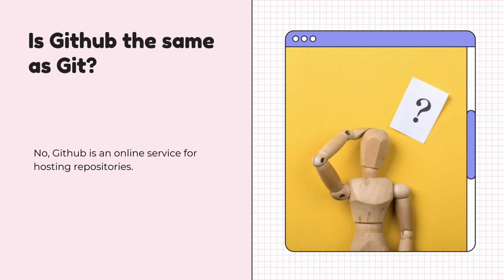Speaking of repos, this is where GitHub comes into play. GitHub isn't the same as Git. GitHub is an online service for hosting your repos. You can upload your repo to GitHub or clone an existing repo from other people, so you can also make changes to it.